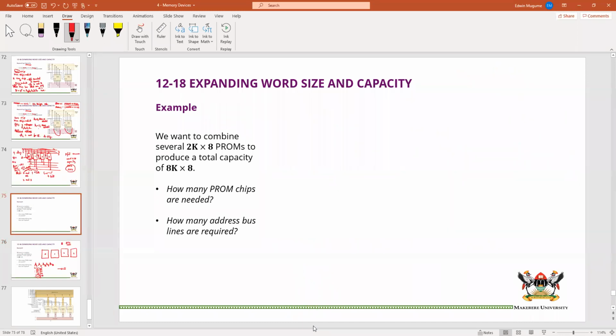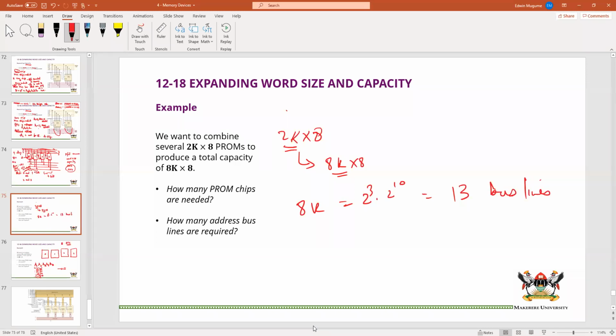But this question: first of all, if you have 2k by 8, and you want to create an 8k by 8, how many PROM chips do you need? You need 4. Each of them will keep 2k words. Four of them will keep 8k words together. How many address bus lines are required? 8k is 2 to the power 3 and 2 to the power 10, which is 13 address bus lines. Any questions now before we continue?